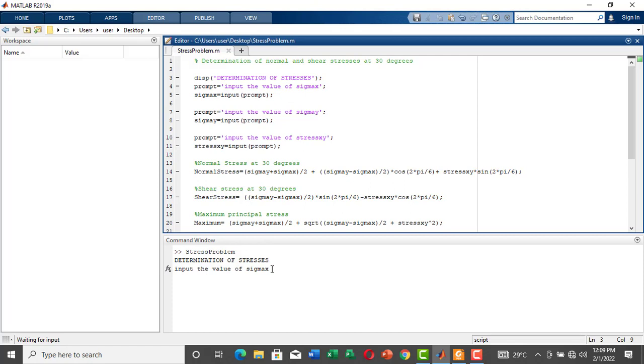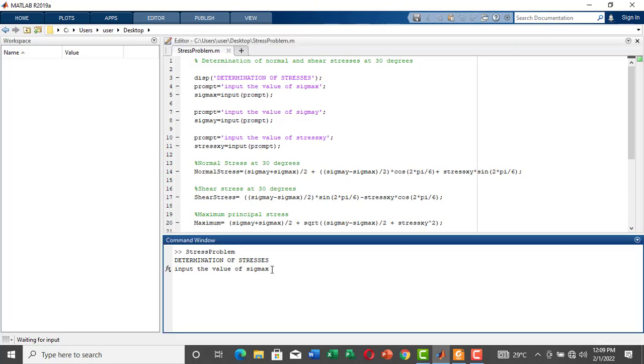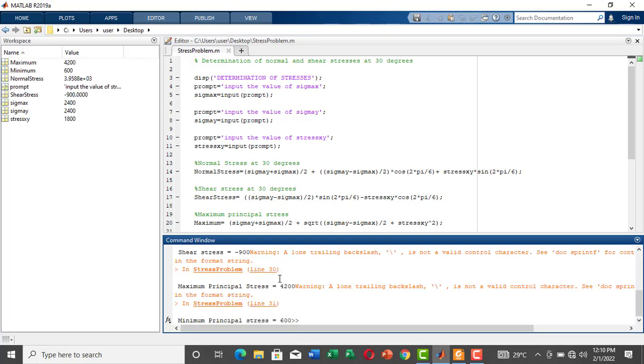So let me input it here. Let me say my sigma x is 2400. Then it will tell me to input the value of sigma y. Let me say 2400 again. Then it will tell me to input the value of my stress xy. Let me say this one is 1.8. Then I am expecting it to print my answer. So it has brought my answer. Stress xy, shear stress is equal to minus 900, but it's bringing a lone trailing backslash is not a valid control character.